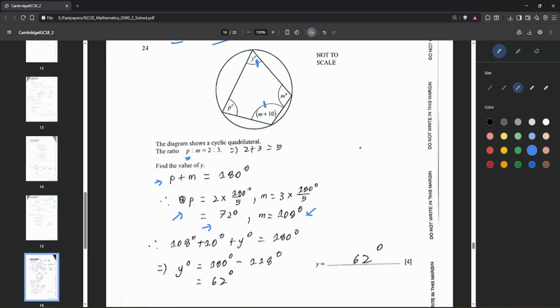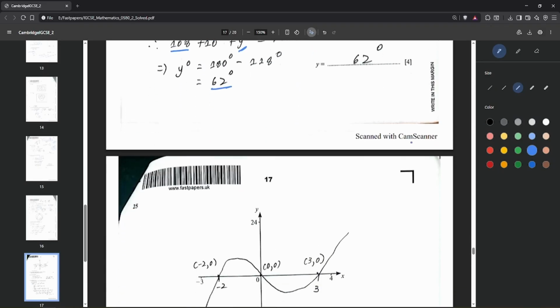Now if we add m plus 10 plus y, which means 108 plus 10 plus y, this is equal to 180 degrees. This means y is equal to 180 minus 118 degrees, which means y is equal to 62 degrees. So this is the answer.